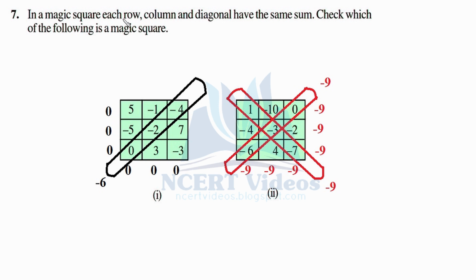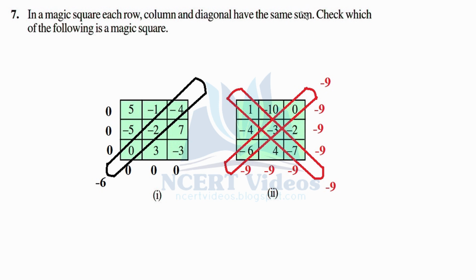Question 7. In a magic square, each row, column, and diagonal have the same sum. Check which of the following is a magic square. So we have to check for the magic square, and the criteria is given. So this is your square. These are vertical, and these are horizontal. These are rows, and verticals are columns. These are diagonals. You have also studied this in geometrical figures in class 6th.